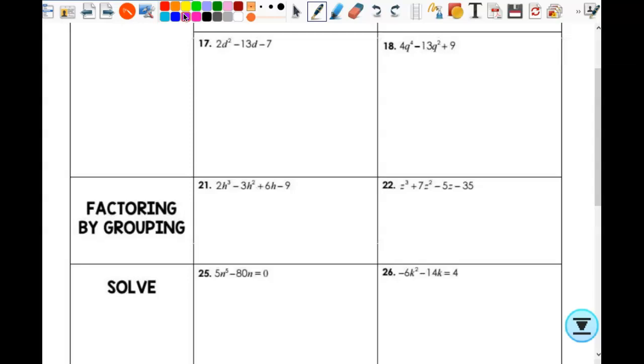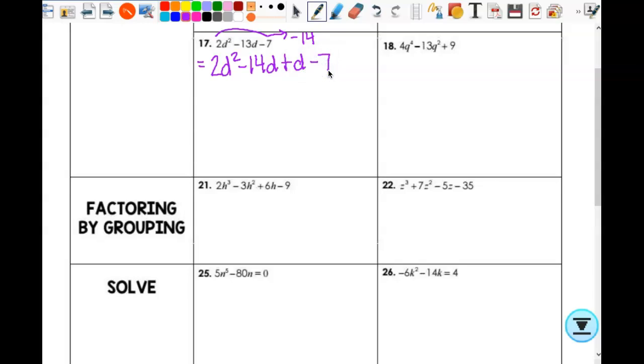So this is going to be 2. I'm going to take 2 times negative 7, which is negative 14. So I need two numbers that multiply to give me negative 14, combine to give me negative 13. What would those be? So it's negative 14 and positive 1, right? Because I got to multiply to give me this. And okay, so I get 2d squared minus 14d plus d minus 7.